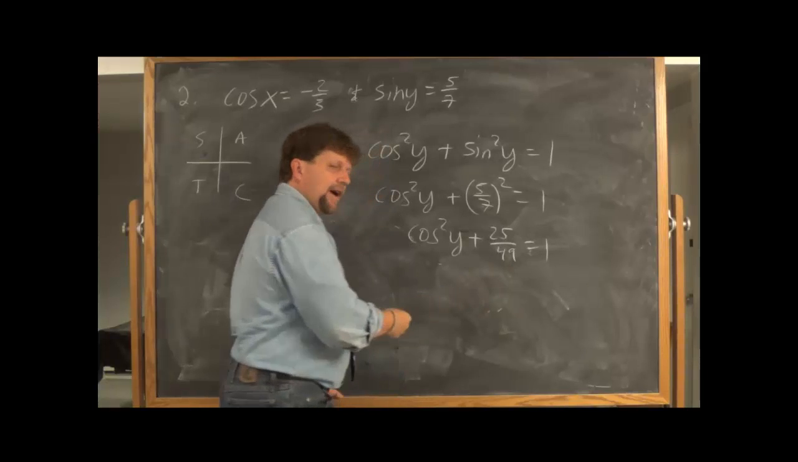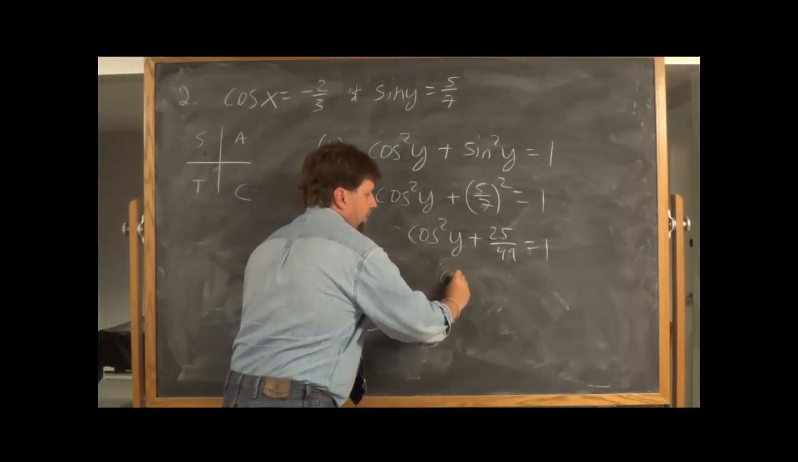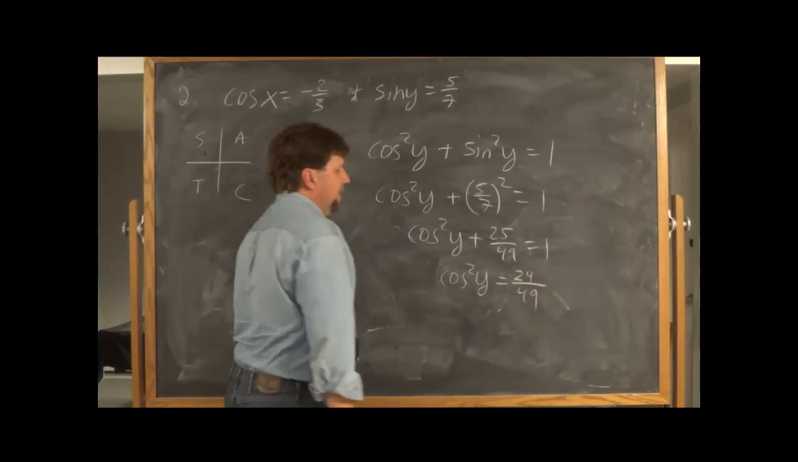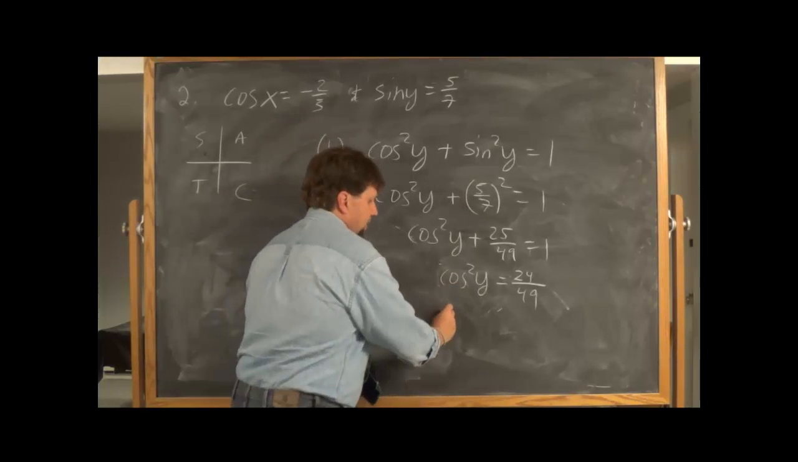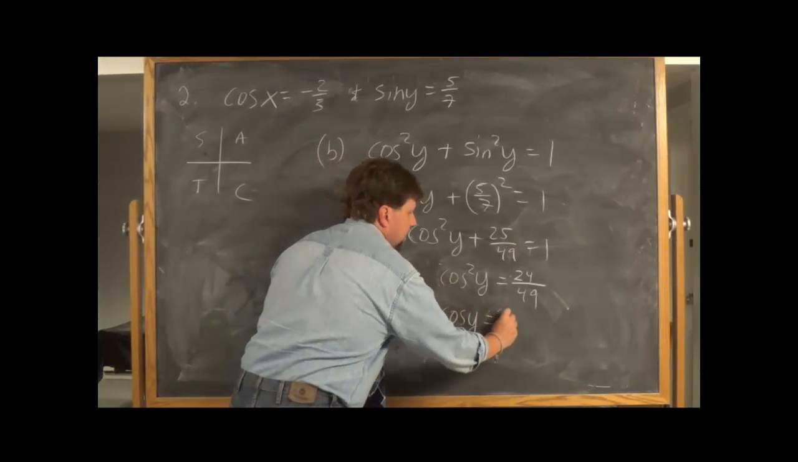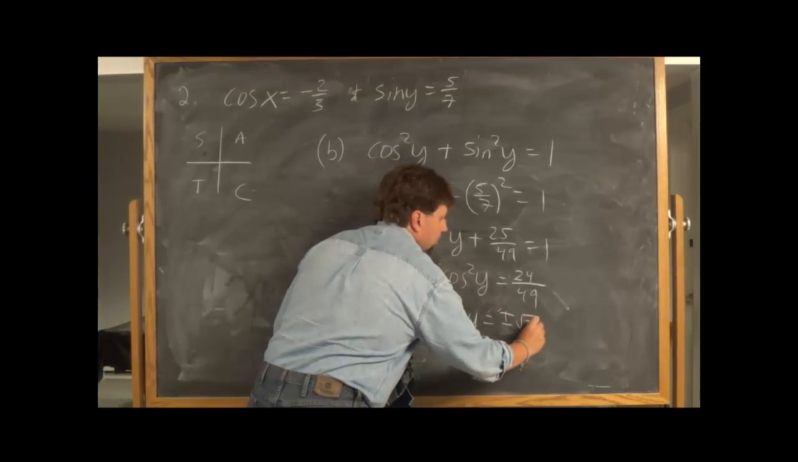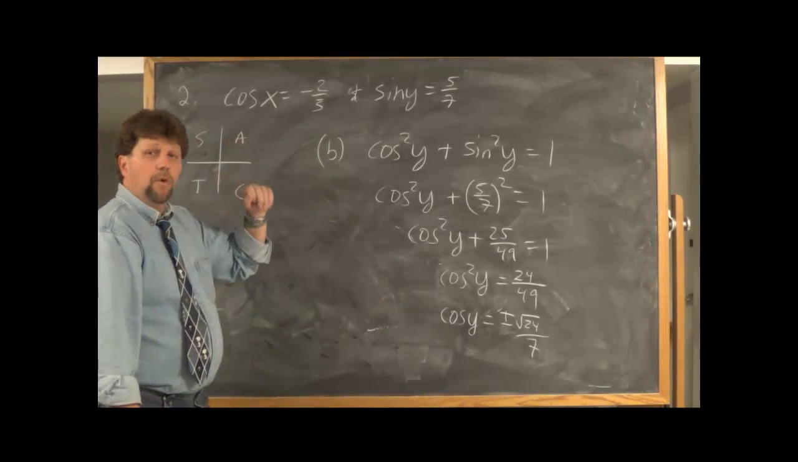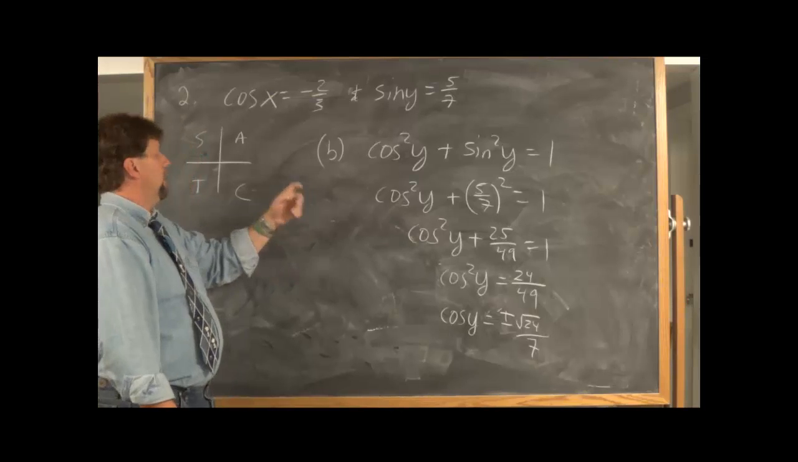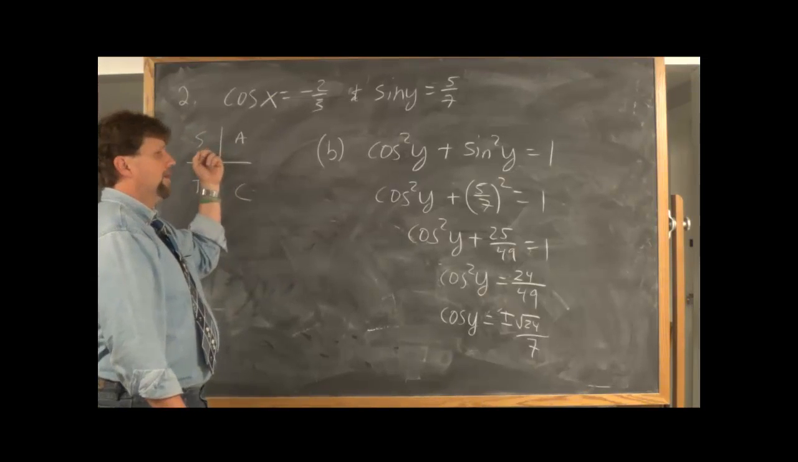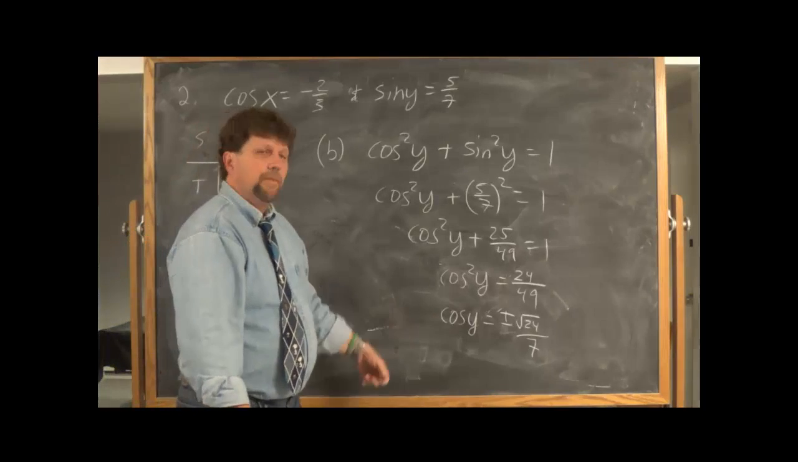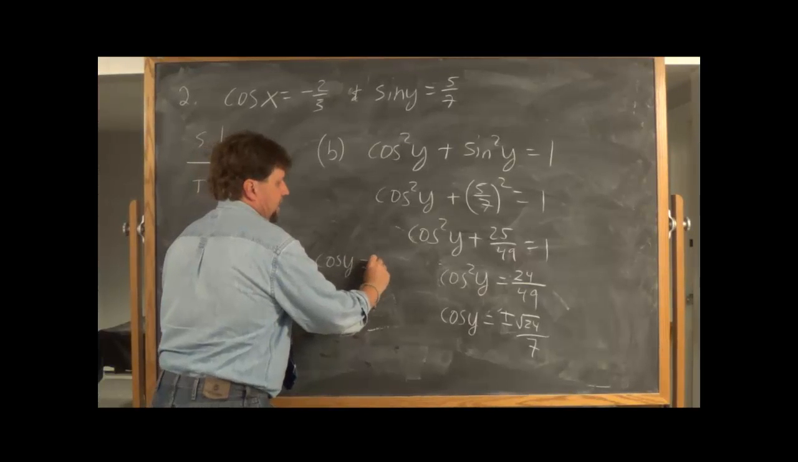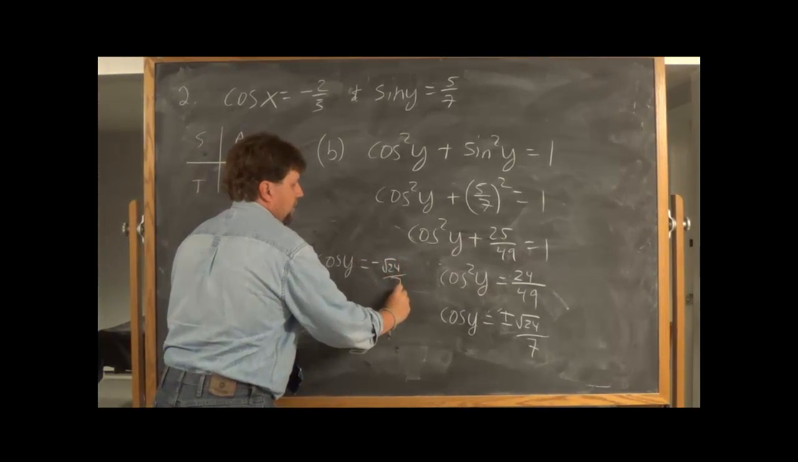And then I subtract 25 over 49 from both sides to get cosine squared y is equal to 24 over 49. And when I take the square root of both sides, I get cosine of y is plus or minus the square root of 24 over 7. But since we know y is in quadrant 2, that's what was stated in the problem, angle y is out here in quadrant 2. In quadrant 2, cosine is negative. So my answer for part B is the cosine of y is negative square root 24 over 7.